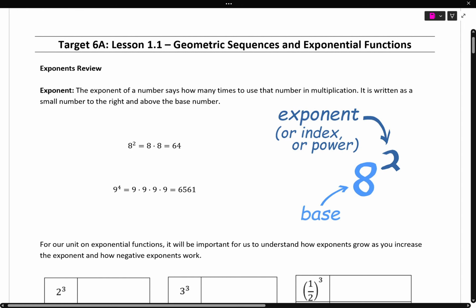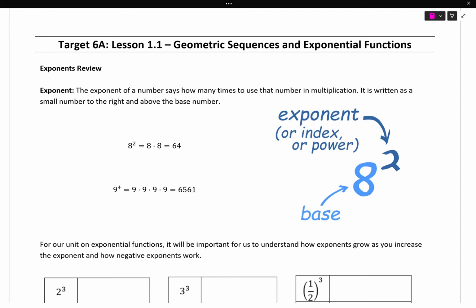Exponents are... the exponent of a number says how many times to use that number in multiplication. It's written as a small number to the right above a base number. So the exponent is telling us to do quick multiplication. For example, 8 is the base, 2 is its exponent, that means multiply 8 twice. If we had 9 to the power of 4, that means multiply 9 four times.